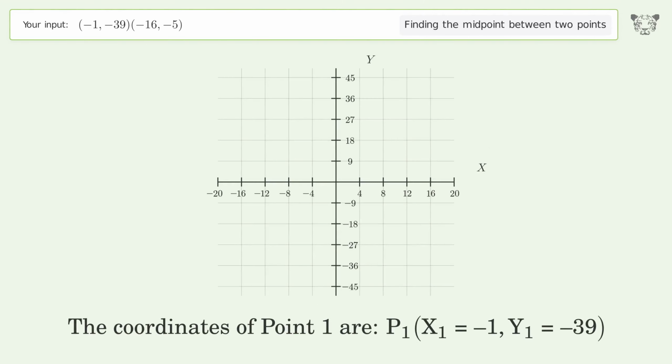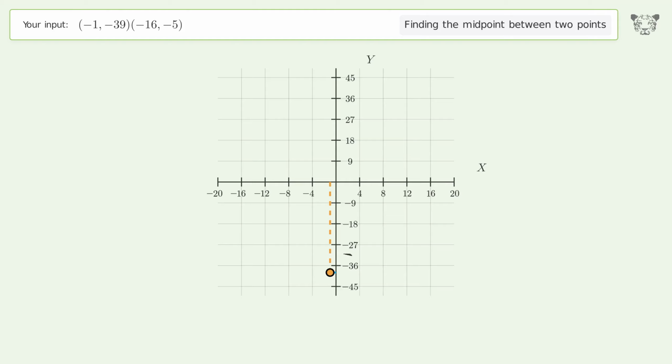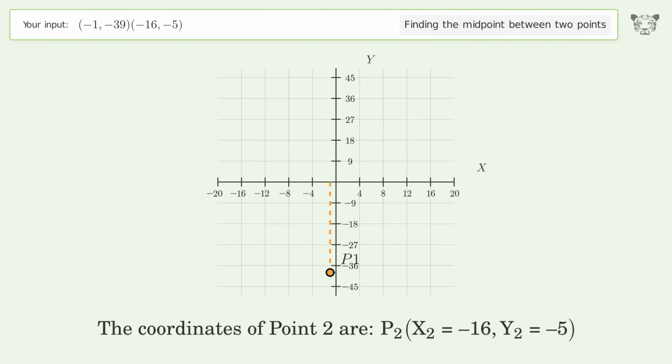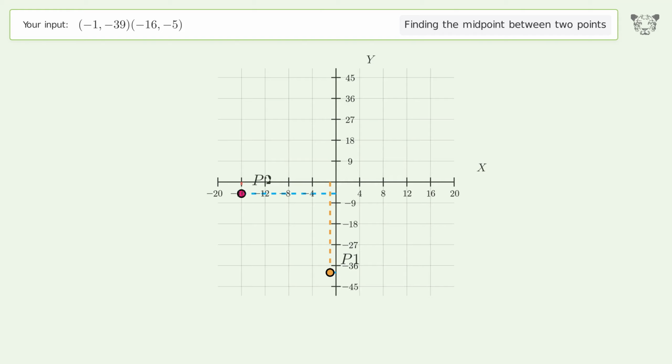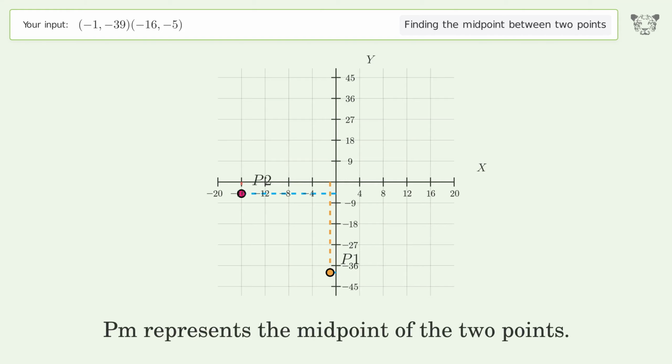The coordinates of point 1 are, x1 equals -1, y1 equals -39. The coordinates of point 2 are, x2 equals -16, y2 equals -5. PM represents the midpoint of the 2 points.